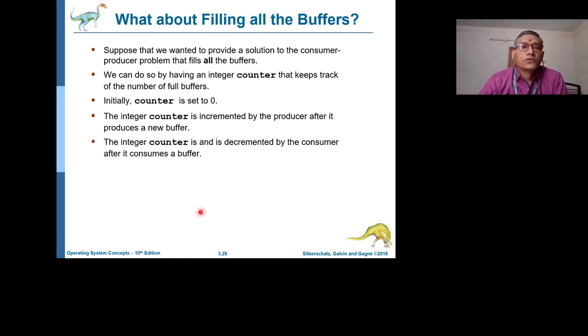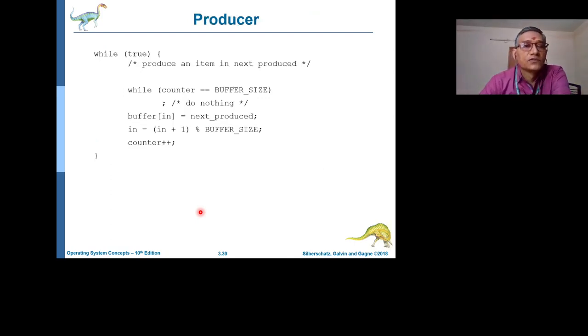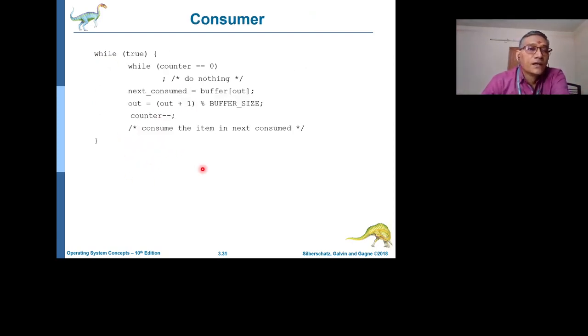If we need to use all the buffer locations, what kind of change can we make? We can implement it using a counter. This counter variable is initialized to 0. It is incremented by the producer after it produces a new buffer. The integer counter is decremented by the consumer after it consumes a buffer. So here is the modification of the code. In the producer process, we use a counter which is incremented after producing an item. The consumer process decrements this counter when an item is consumed.